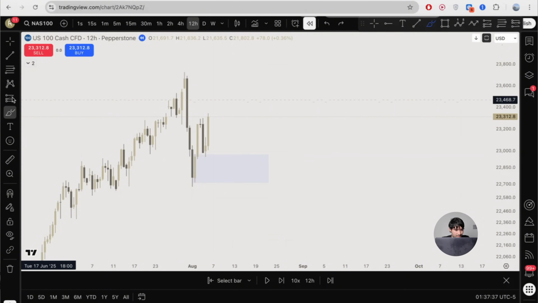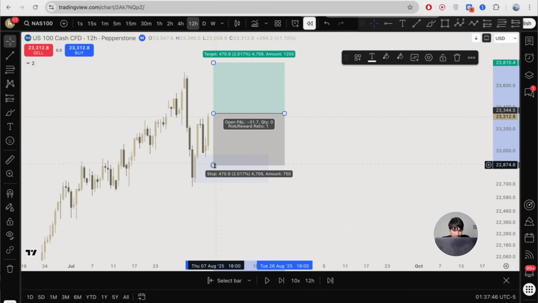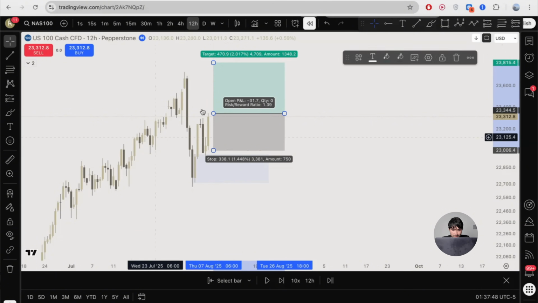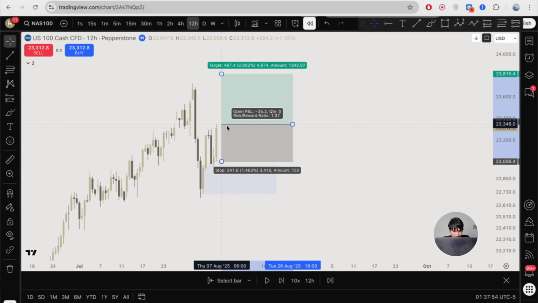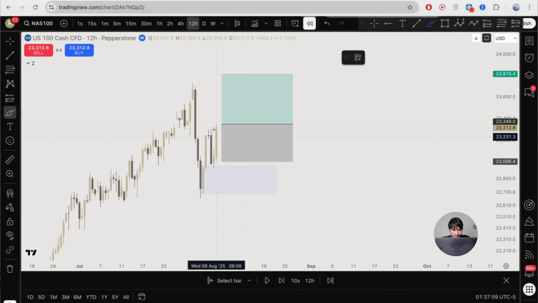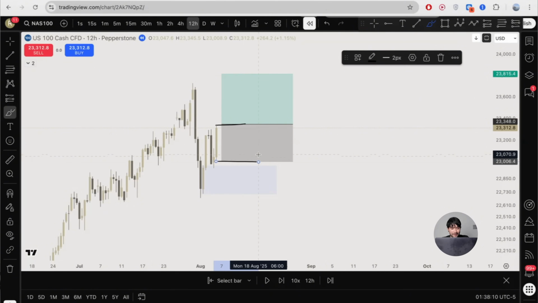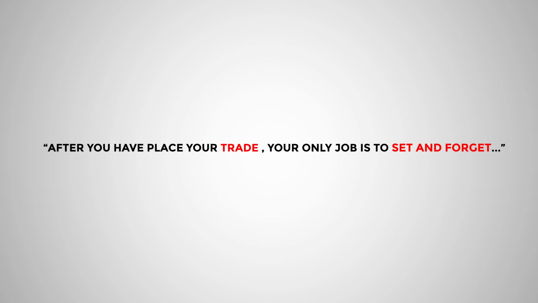Okay, so we have the next candle and this is a beautiful swing. We're only going to look to take the continuation off this third candle. So this is still technically a 1 candle setup. We'll go ahead and make sure everything's pinpoint there. And now that we have this position open, again, you would have waited for the 12-hour close, showed up to your desk, placed your orders at the high and the low, and you're literally done. After you have placed your trade, your only job is to set and forget.